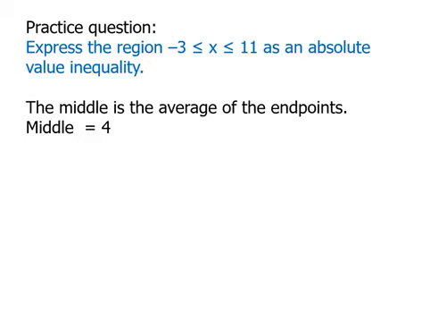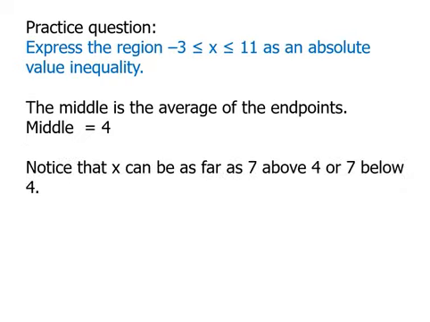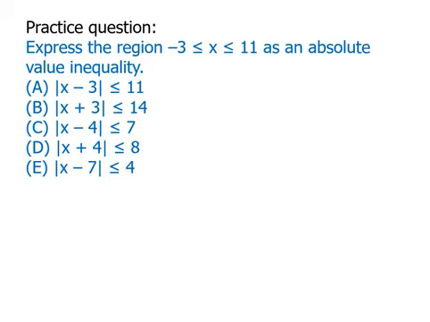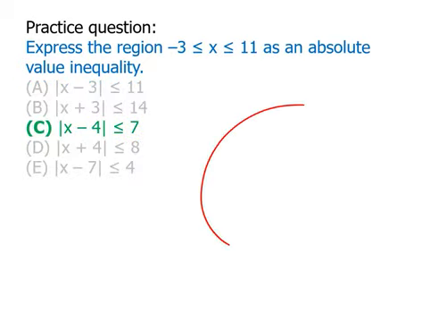If we start from 4, we go up 7 to get to 11, or we go down 7 to get to -3. So the distance from 4 is going to be less than or equal to 7. The distance from 4 is less than or equal to 7. Go back to the answers and choose answer choice C.